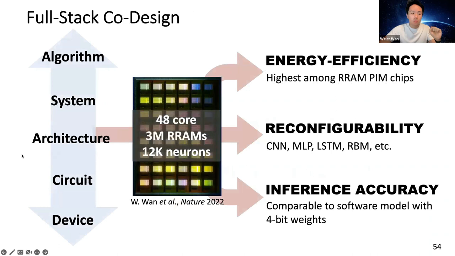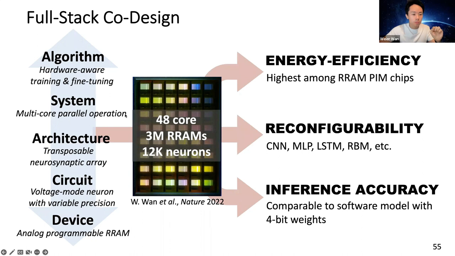So our approach to ameliorate such a fundamental trade-off is a full-stack co-optimization from device and circuit all the way to architecture, system, and algorithms, right? This approach has led the NeuRRAM chip to not only achieve the highest energy efficiency among all the existing RRAM PIM chips, but also support diverse model architectures and achieve an inference accuracy comparable to digital hardware.